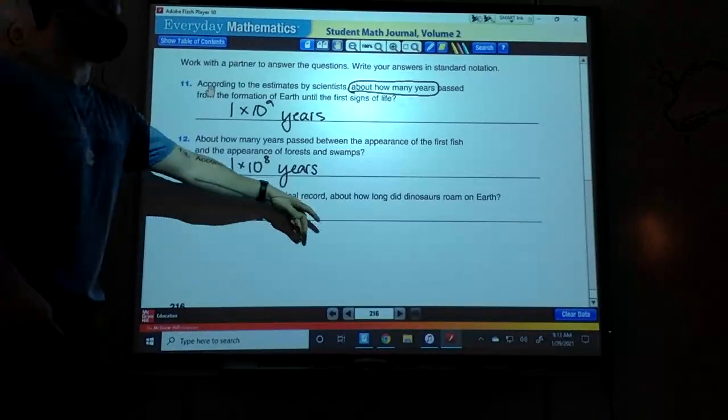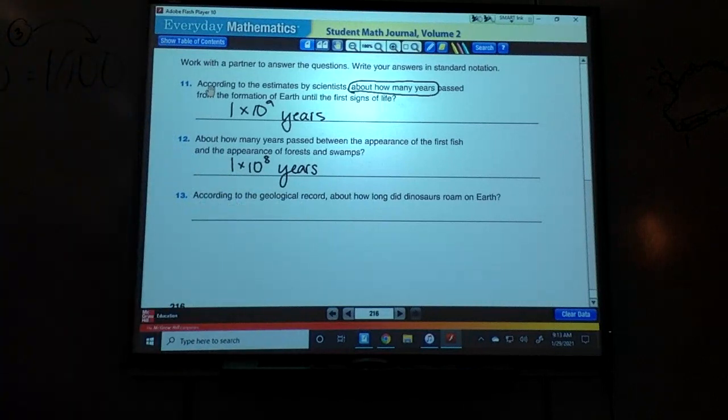Never mind. According to the geological record, about how long did dinosaurs roam the earth? It doesn't really, 100 years. Nope. Noah? It doesn't really say. 2.5 times 10 to the 8th power. So the first dinosaurs appeared 2.5 times 10 to the 8th. Then we got to go down to dinosaurs became extinct. But they don't both got the same power. You're right, they don't.